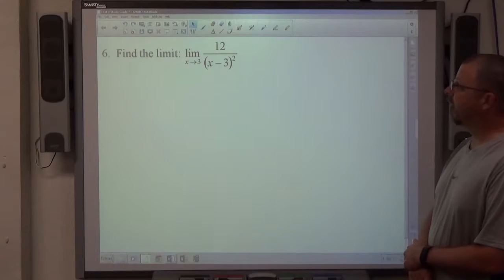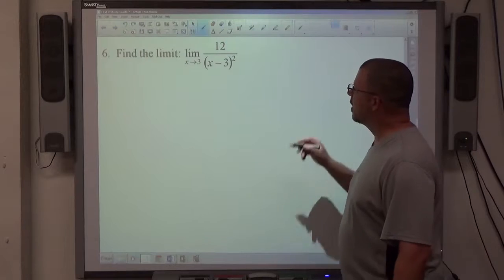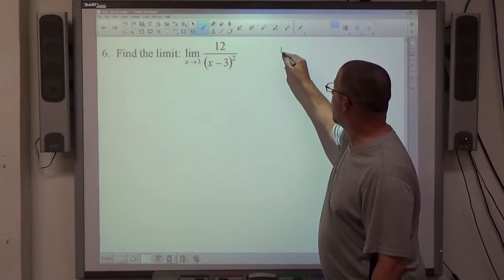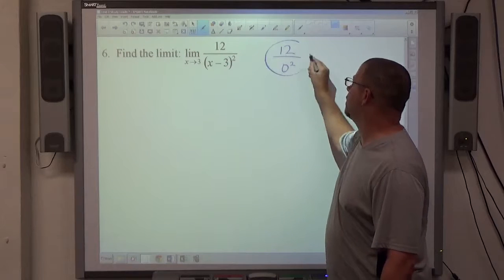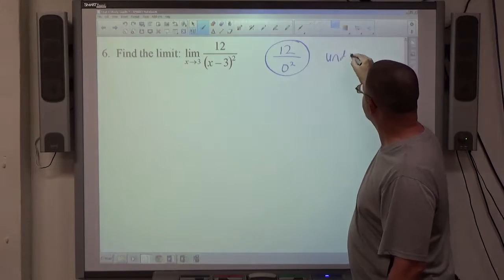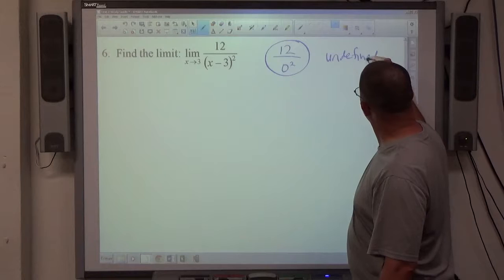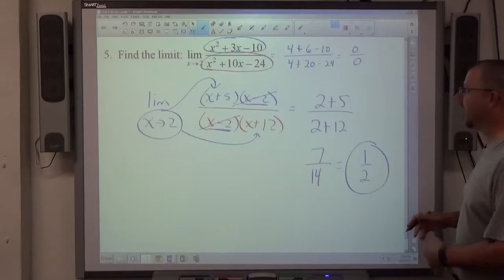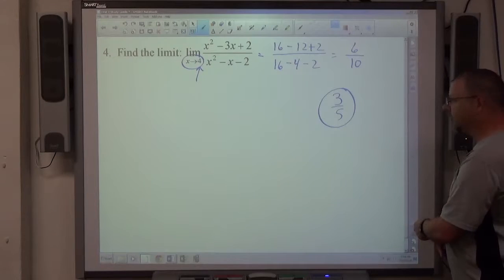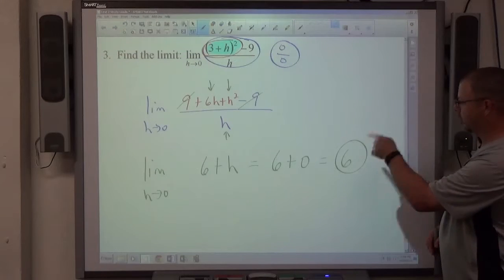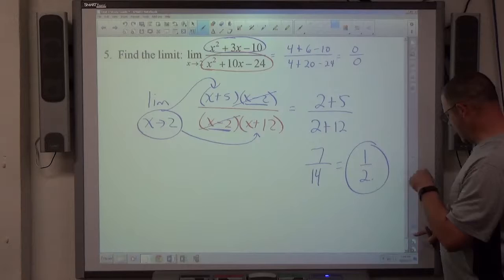Number 6, find the limit. And now this time, if I try to put 3 in, I'm going to get 12 on top, I'm going to get 0 squared on the bottom. Now this is not an indeterminate form, this is an undefined. So if I get indeterminate, I'm expecting to get an answer like a half or 3/5, or actually not even 3/5, that wasn't even indeterminate, but 6, 1/2, stuff like that.